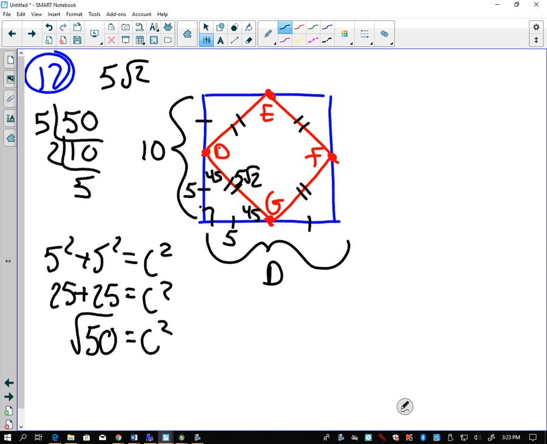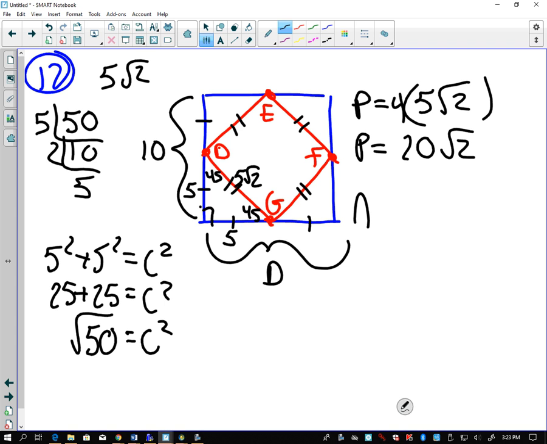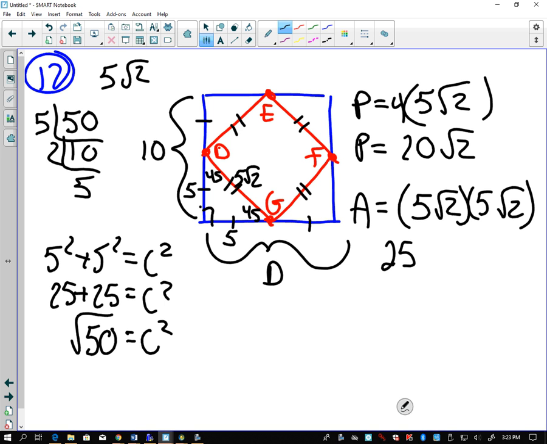Okay, 5 radical 2. So my perimeter is 5 radical 2 times 4. So perimeter equals 20 radical 2. Area is 5 radical 2 times 5 radical 2. 5 times 5 is 25. Radical 2 times radical 2 is 4, which gives me an area of 100 units squared. So that's how you find the perimeter and the area of this figure on number 17 of your geometry.